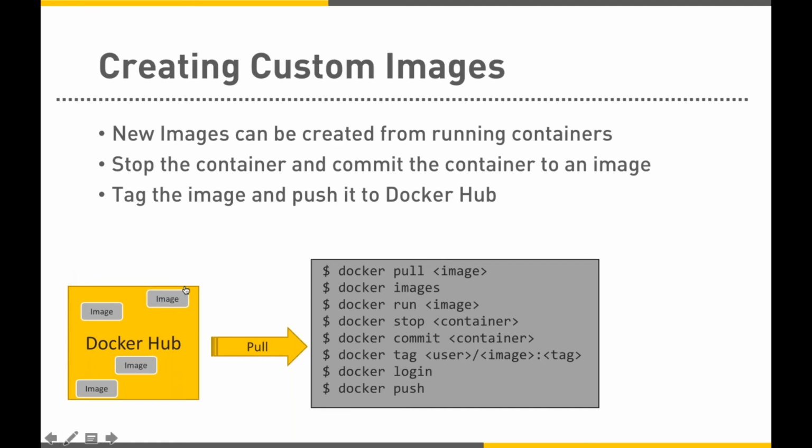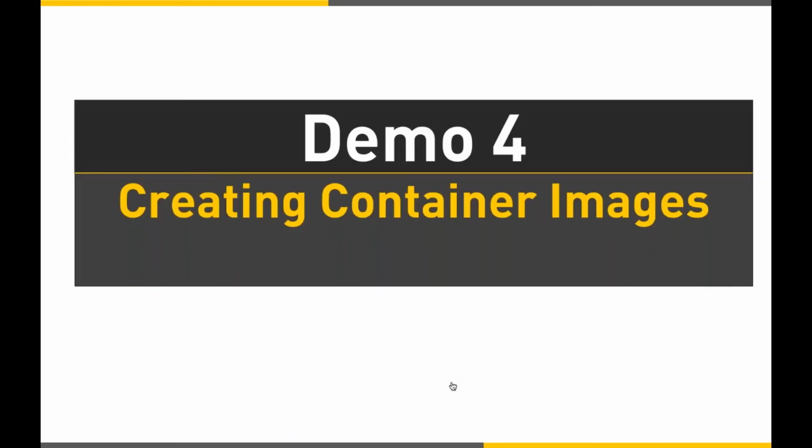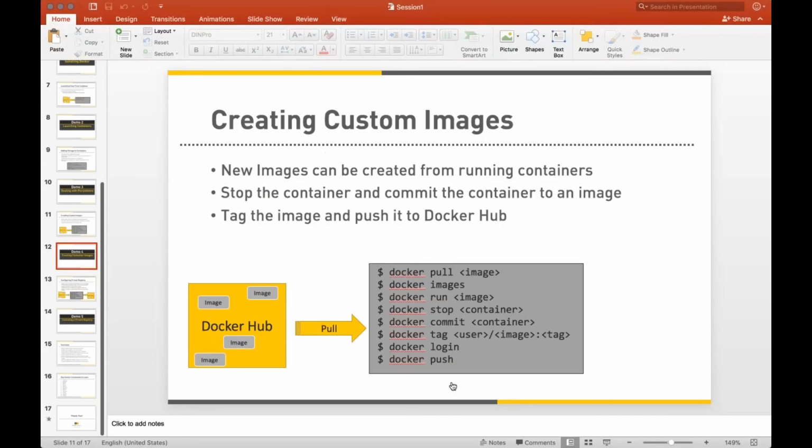So there is a life cycle. You pull the image, then you run the image, you modify the image, and then you commit it to the local file system, go ahead, tag it, and then push it to Docker Hub or Docker Registry. So it's a very well-defined life cycle with a very simple set of commands. So let's go ahead and create our first container image.